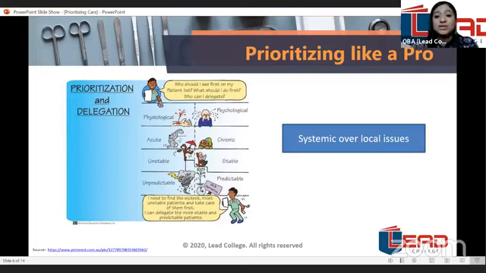Then acute conditions over chronic conditions. So an acute condition, for example chest pain, sudden onset, you should be treating those patients over chronic patients. Okay. Then unstable versus stable, of course, you should be immediately going towards the unstable patient. And sometimes you have very unpredictable patients over predictable patients.